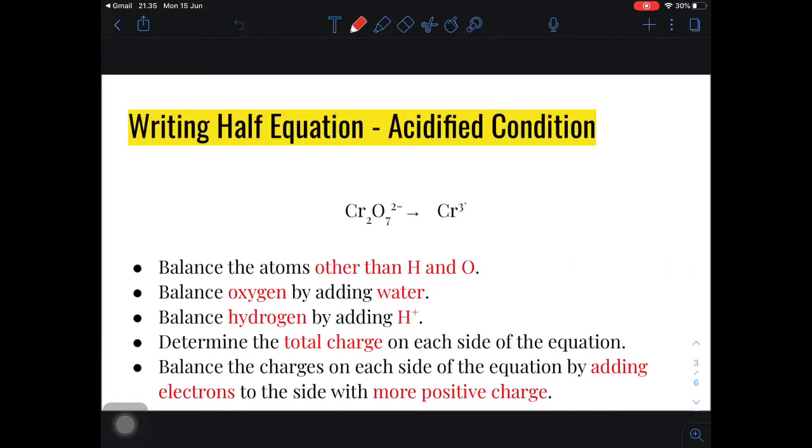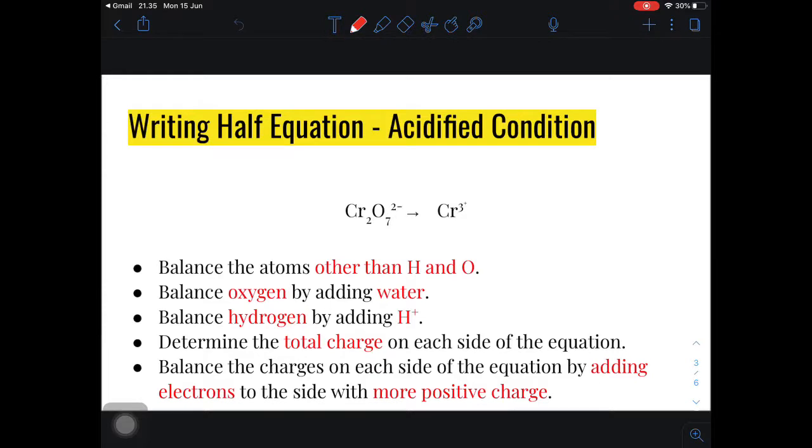Okay, so what are the steps? Here I have listed the 5 steps of balancing the half equation. We will deal with the half equation first in acidified condition. The first thing is we need to balance out the atoms other than hydrogen and oxygen.